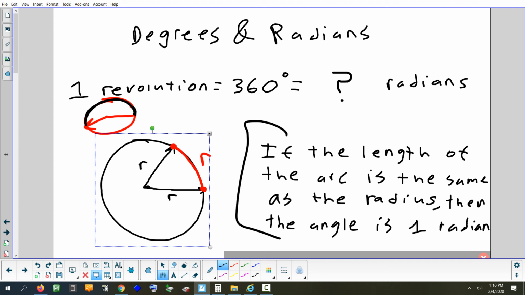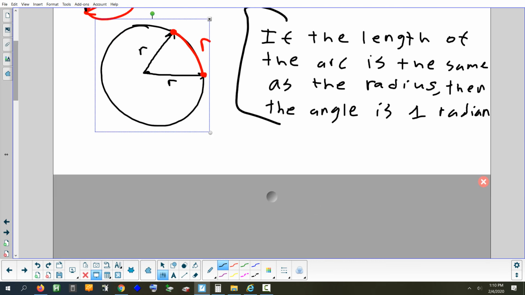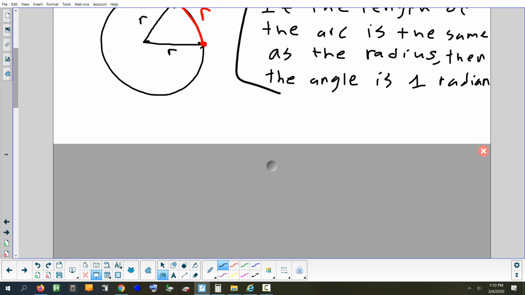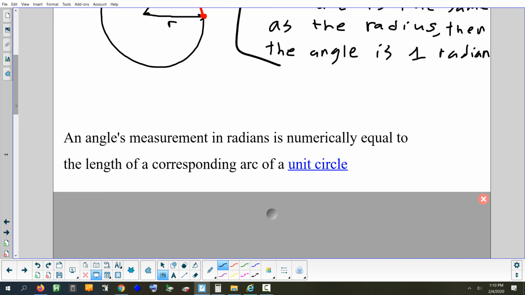All right. Now, the last thing we want to be able to figure out is how do we convert between these two units? How do we convert between degrees and radians? Well, I got to start you off with something, okay, to figure this out. So the hint, or the fact that I'm going to give you is this. It's not very long, but we just have to kind of understand what it says. It says an angle's measurement in radians is numerically equal to the length of a corresponding arc on a unit circle.